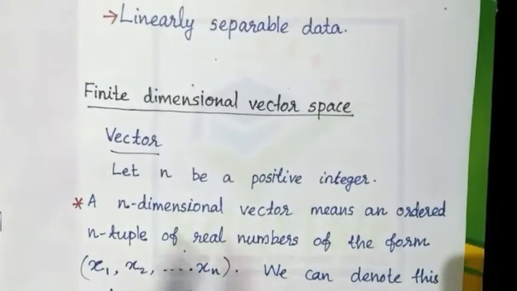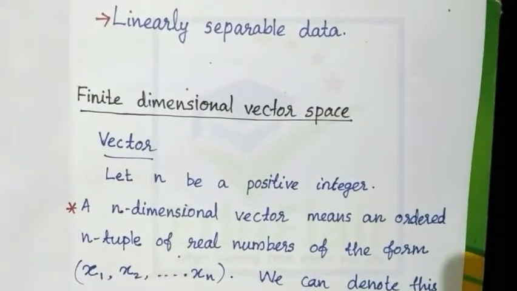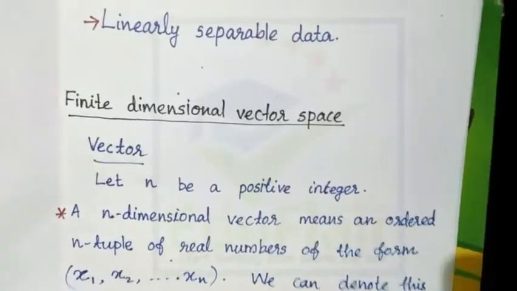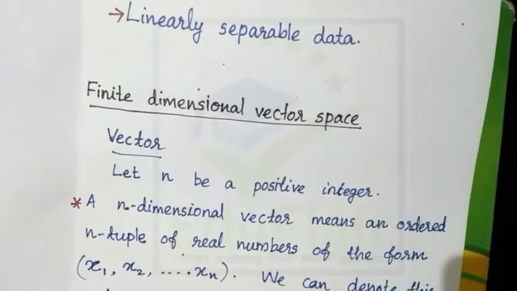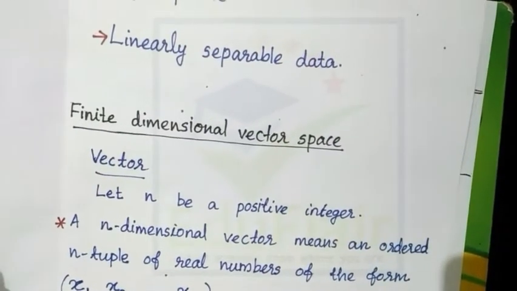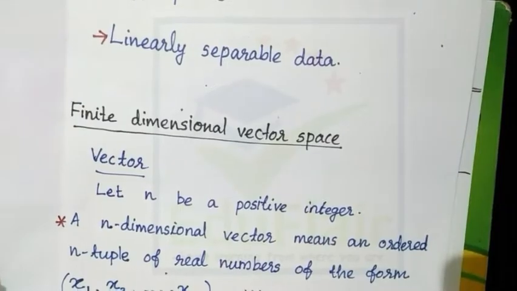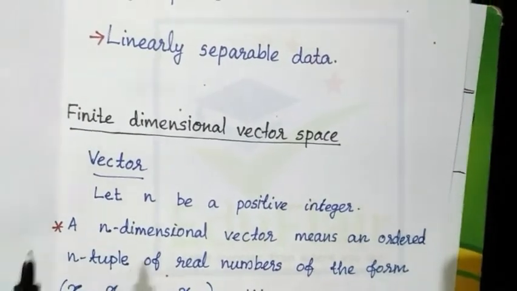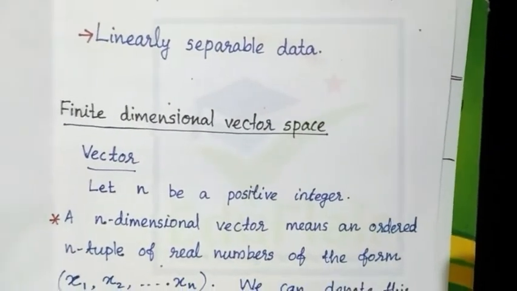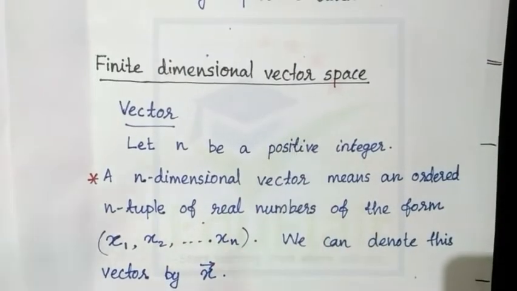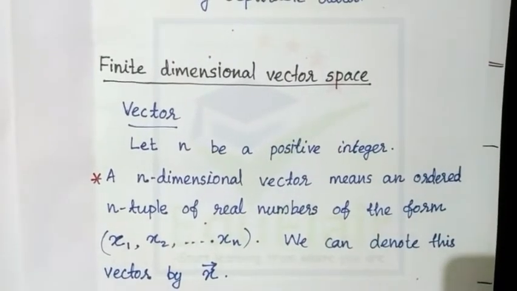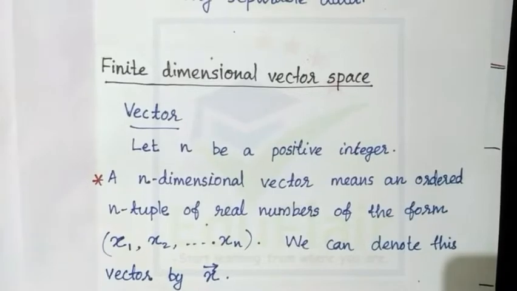So the first topic is finite dimensional vector space. Finite dimensional vector space means it is a collection of all vectors. Set of all vectors ആണ് ഈ finite dimensional vector space എന്ന് പറയുന്നത്. So ഈ വെക്ടർ സ്പേസ് എന്ന് പറയുന്നതിന് മെഷീൻ ലേണിംഗിൽ എന്താണ് ഇമ്പോർട്ടൻസ് എന്ന് നോക്കാം.